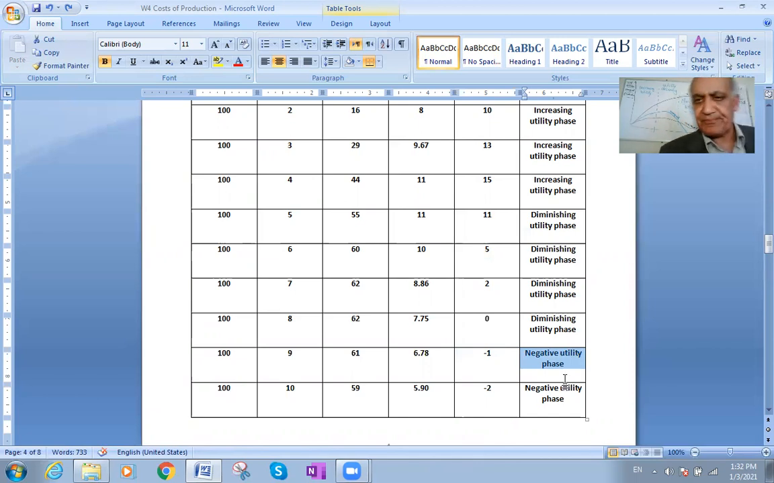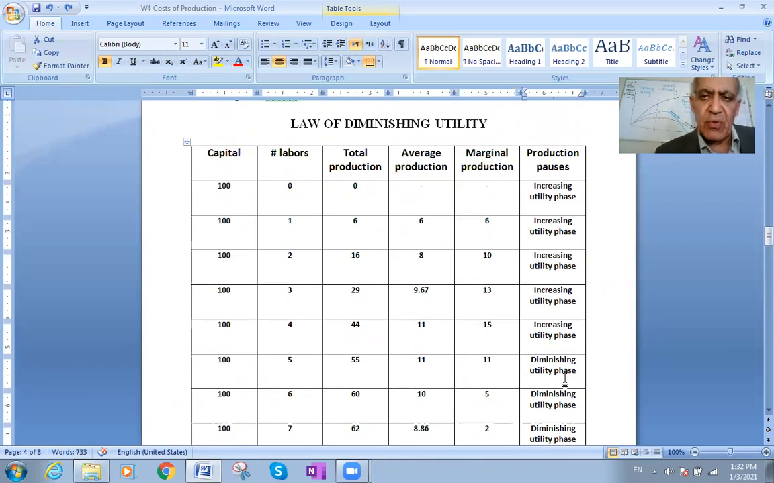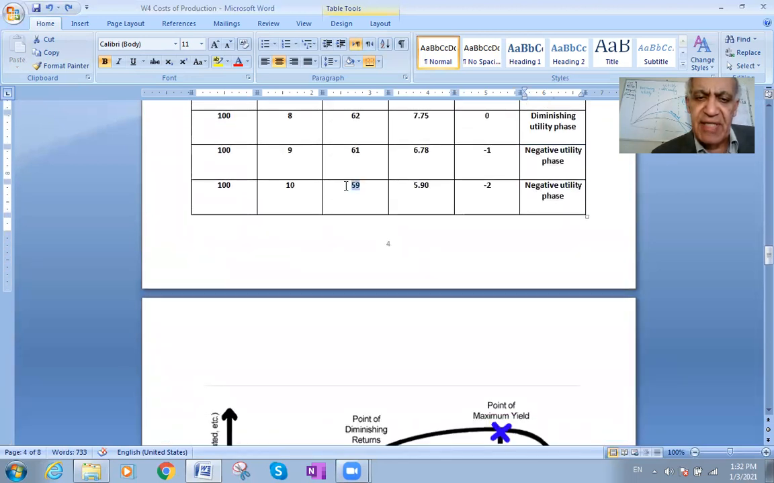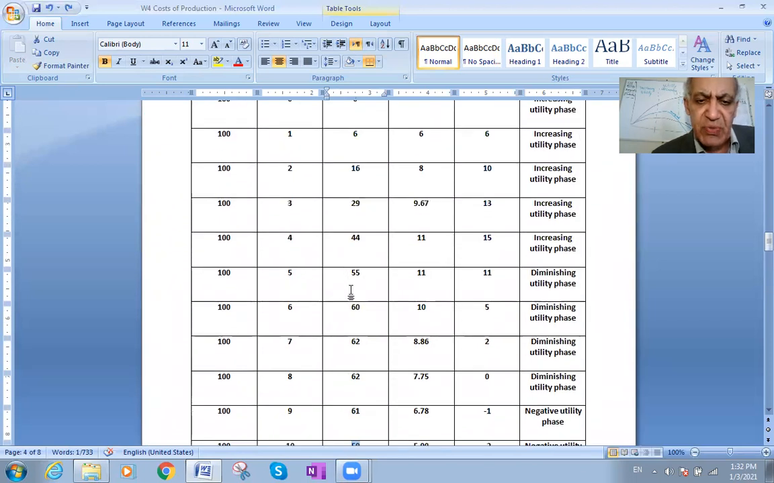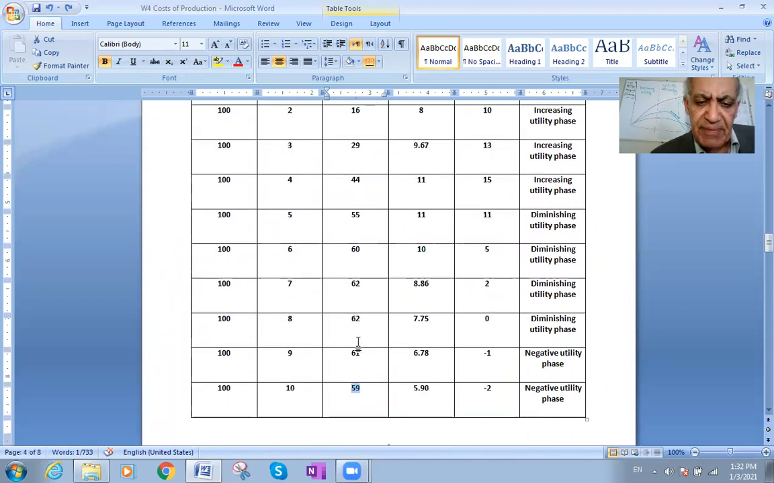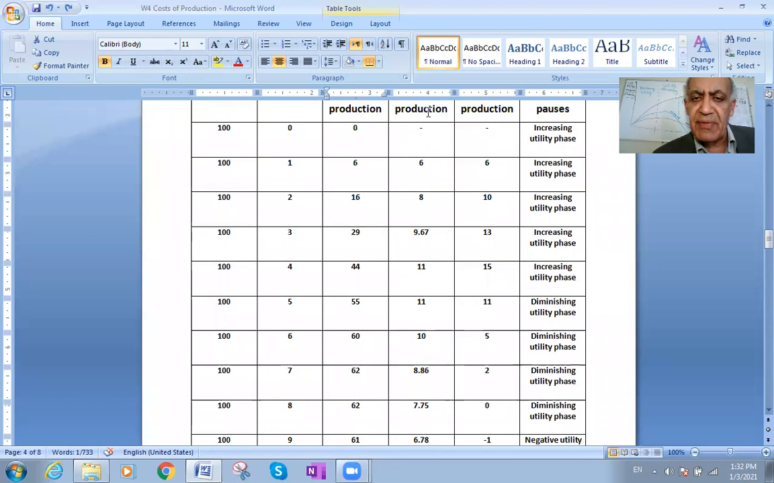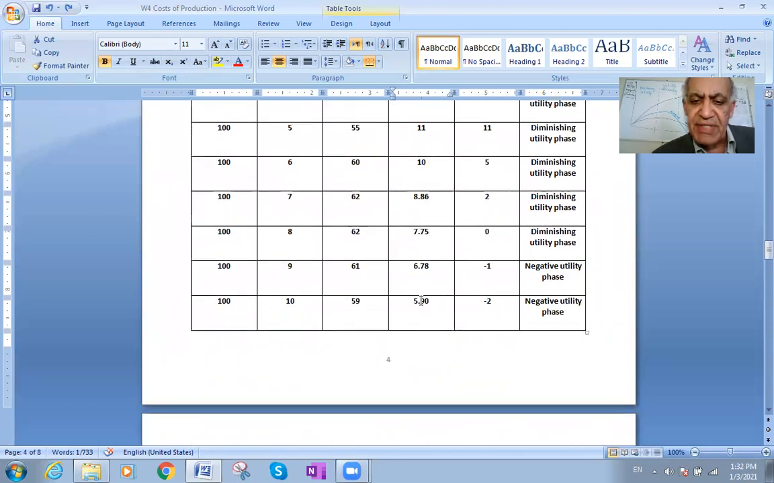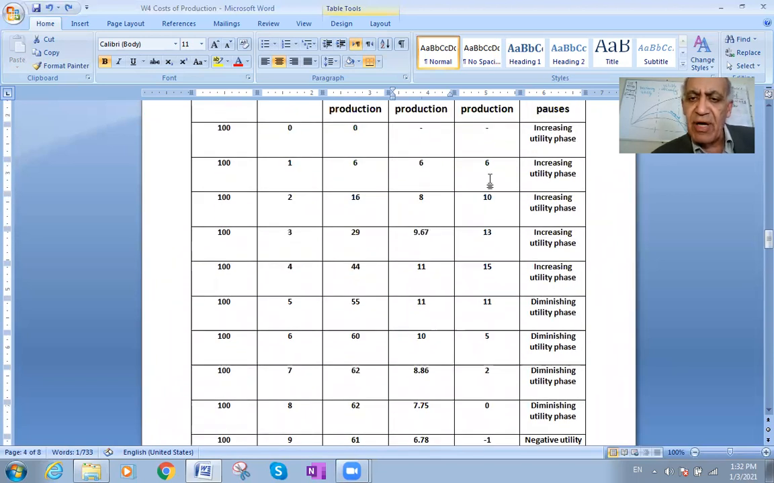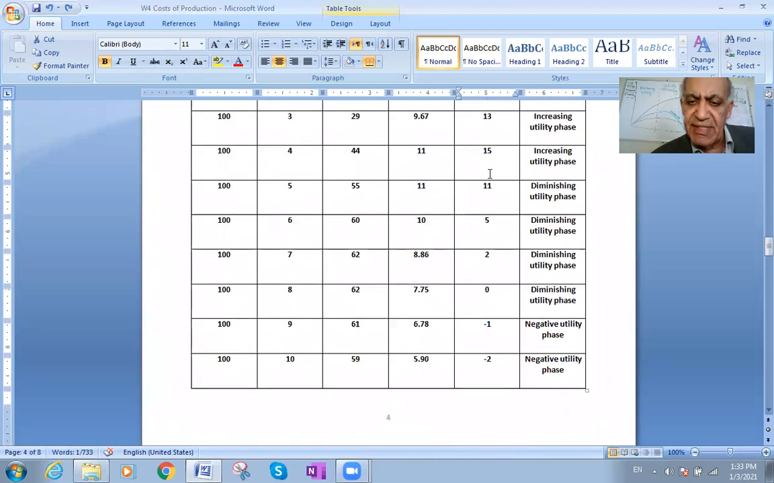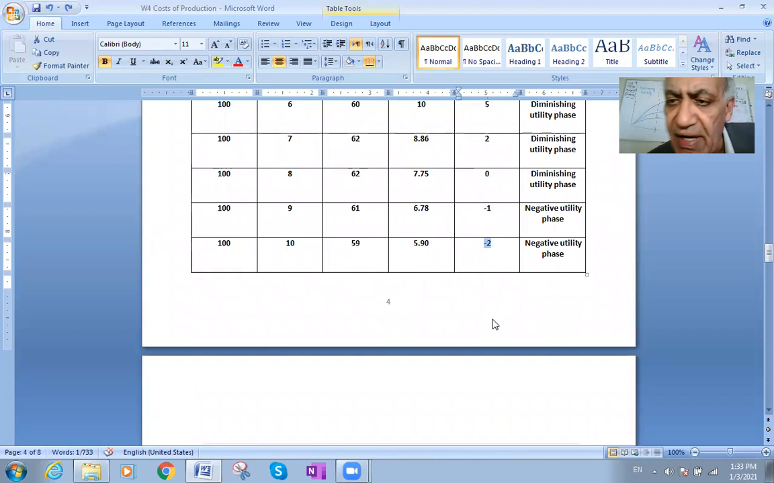What are the reasons for what is going on? What are the reasons why, in general, all of them, even the total production, started and declined, and at the end it's 59, after it went to the peak, like 60 or 62, then it went back down? Why did the average production start with 6 and go till it became 5.90? Why did the marginal start with 6 and increase, then decrease, and eventually become negative? What is the reason for this behavior of the total production, the average production and the marginal production?